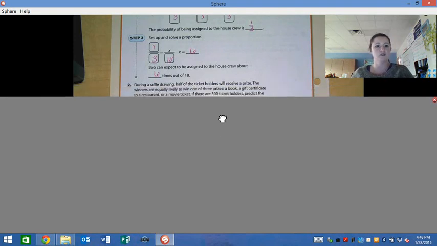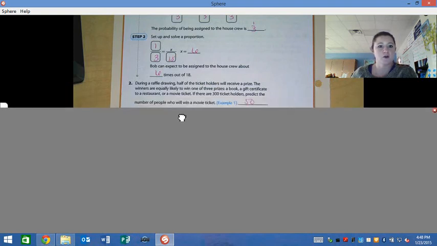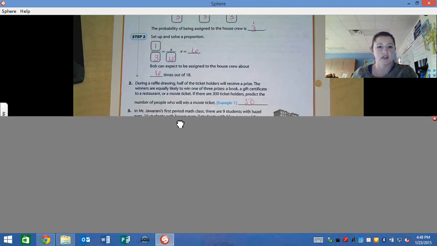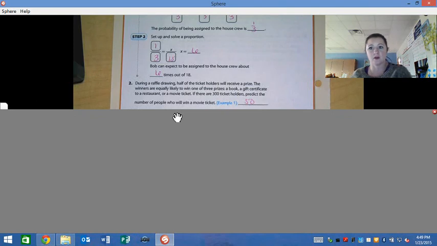So, number 2. During a raffle drawing, half of the ticket holders will receive a prize. The winners are equally likely to win one of the 3 prizes: a book, a gift certificate to a restaurant, or a movie ticket. If there are 300 ticket holders, predict the number of people who will win a movie ticket. So you have to do the same thing that you did up here. You have to set up your proportions, and then when you solve, you should end up getting 50. If you didn't, go back and check your work and see if maybe you didn't set up your proportion correctly.